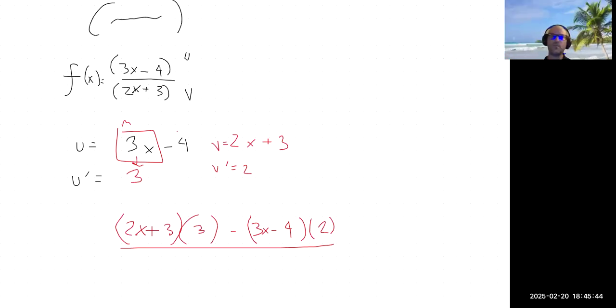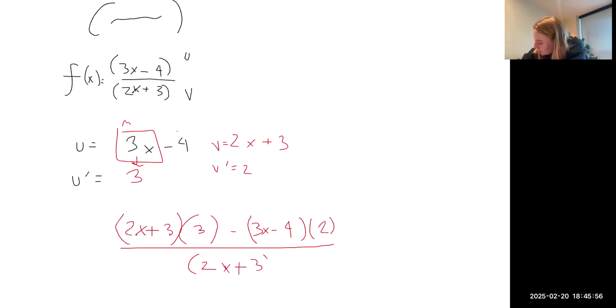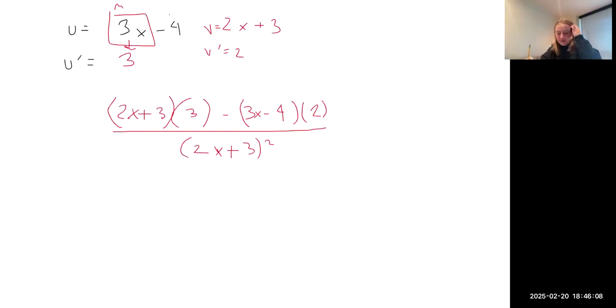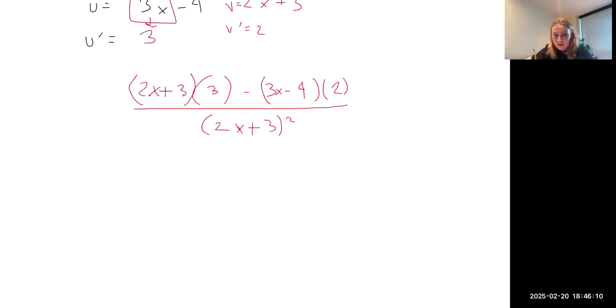And then on the bottom, we're going to have the denominator squared, over denominator squared. So 2x plus 3 squared. Okay, so to simplify this, I want to break down the top first. Let's go ahead and simplify that.